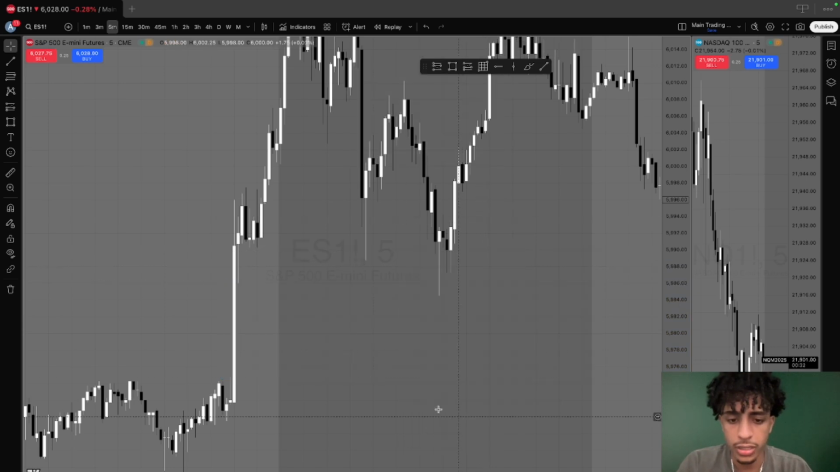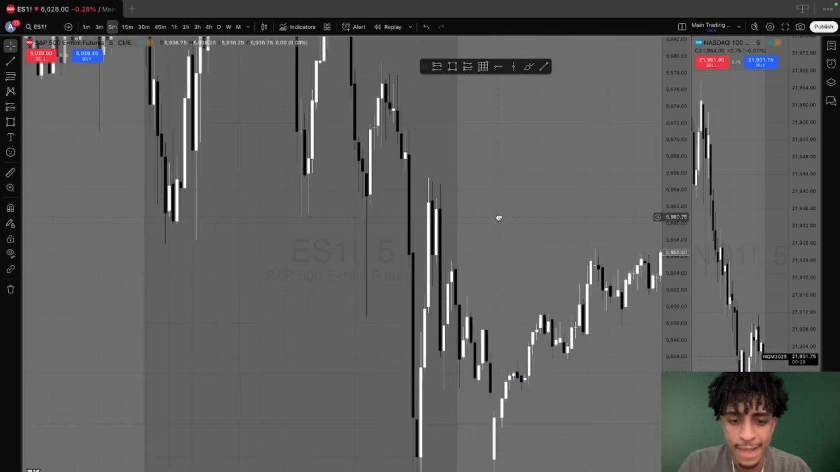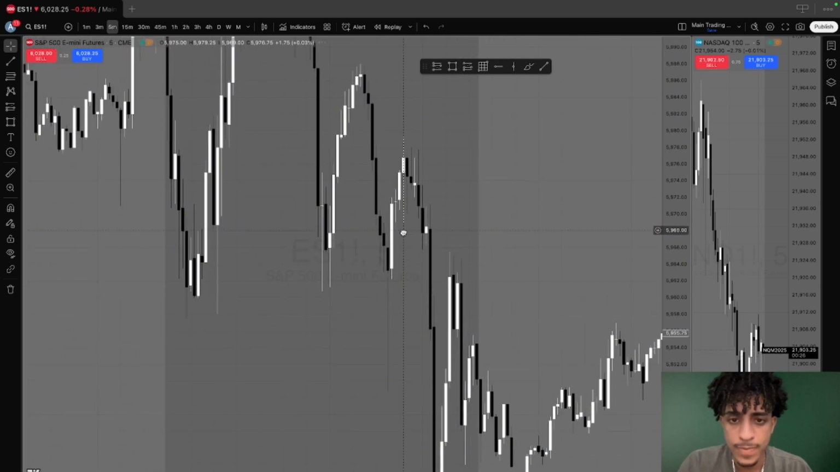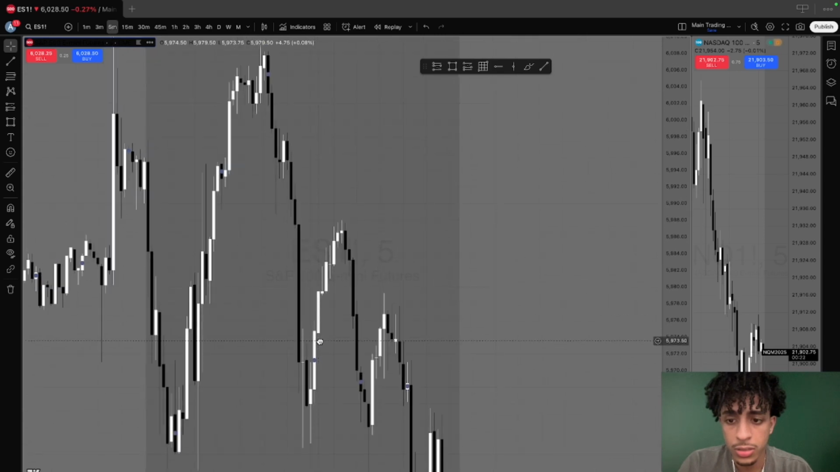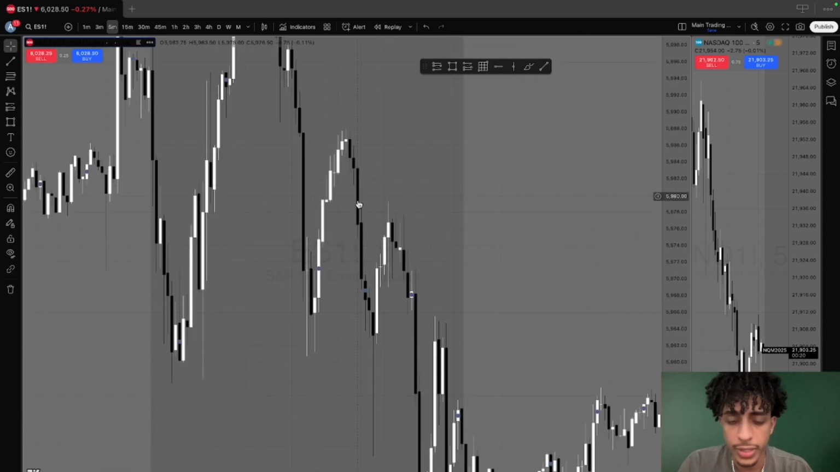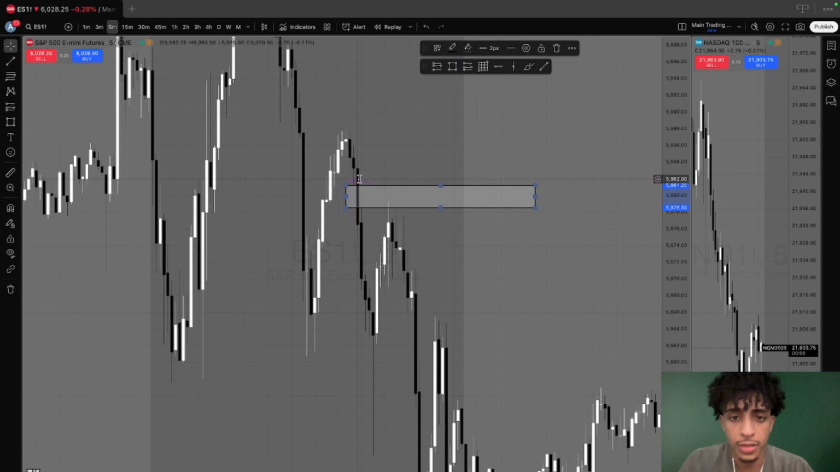We'll go ahead and do a couple more. All right, so you can see here we have this fair value gap, right? This is a bearish fair value gap. So what would it be? 3 candlestick pattern. This is the first candlestick. So the bottom of the first wick, right, to the top of the third wick. So this is our fair value gap, right?